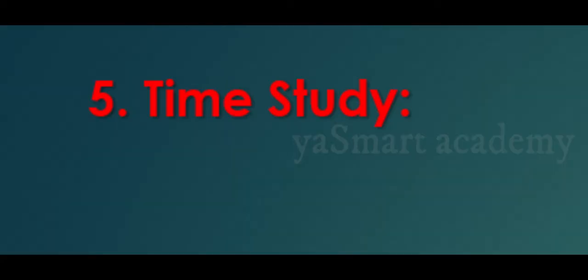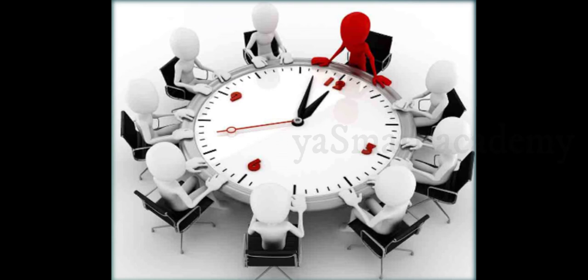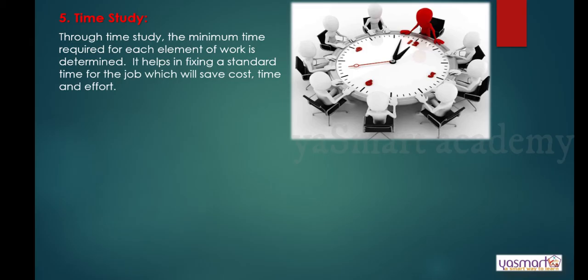Next, we move to time study. Through time study, the minimum time required for each element of work is determined. This technique helps in fixing a standard time for the job, which will save cost, time, and effort. So we can say that time study is the technique of determining the standard time required to complete a well-defined job. The objectives of time study are to determine the number of workers to be employed, to frame suitable incentive schemes, and to determine the labor cost. So it helps in deciding particular wages for the proper movement of employees.